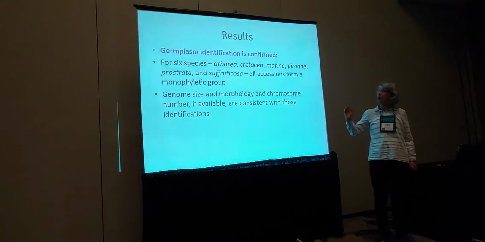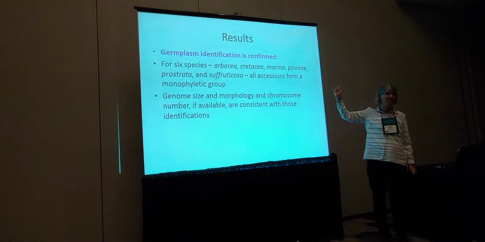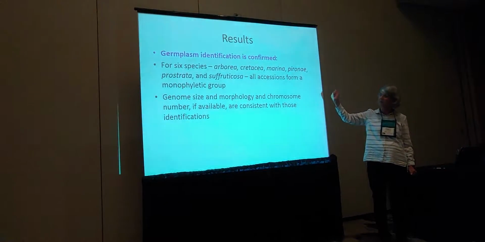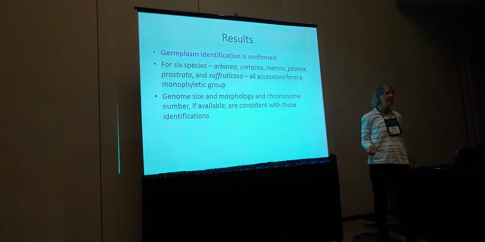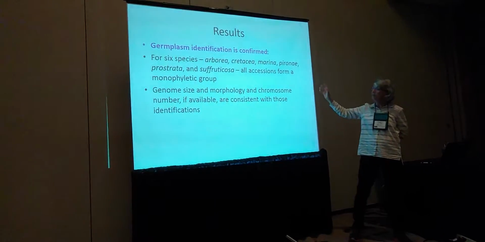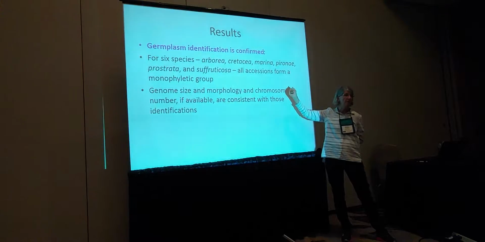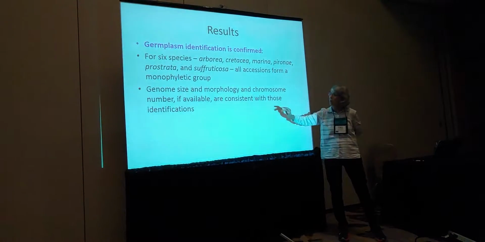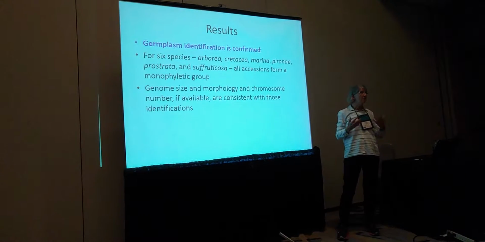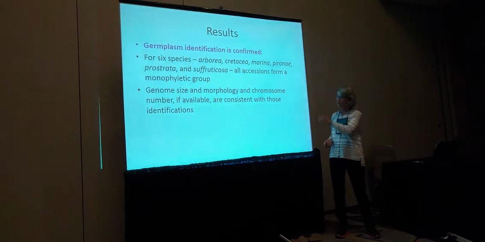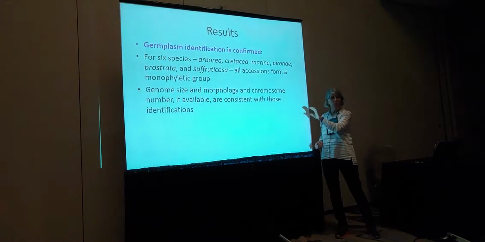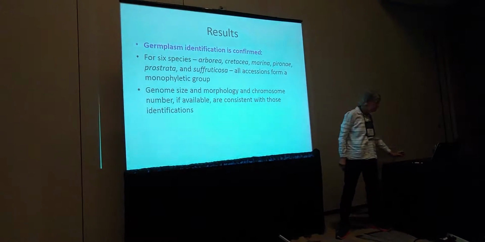So we'll talk about the good news. Germplasm identification is confirmed. So for 6 of the 9 species, all of the accessions form a monophyletic group, and I'll show you a part of the phylogenetic tree of that in just a minute. The genome size, the morphology, I'm thinking mostly about flower color, and the chromosome number, if we had that available, would be consistent with that.